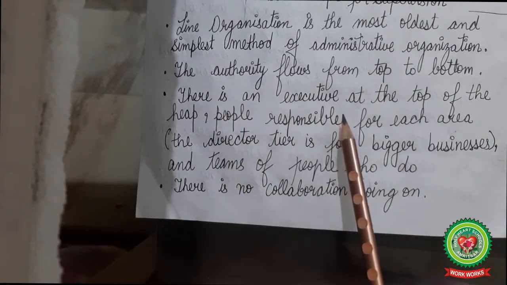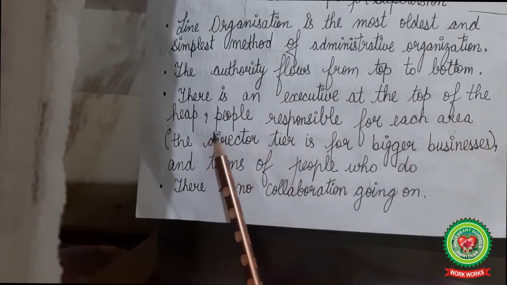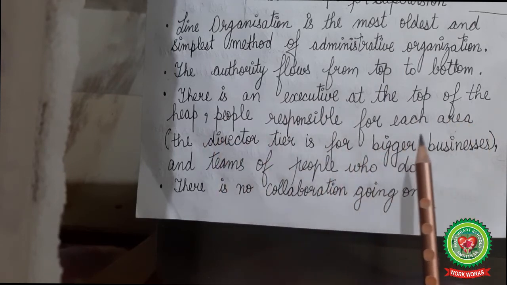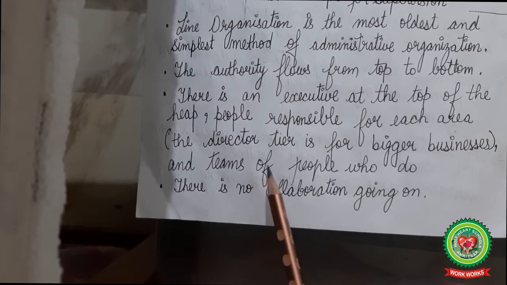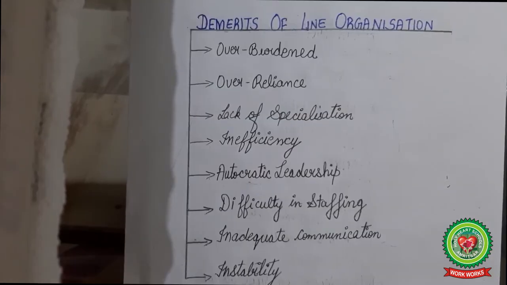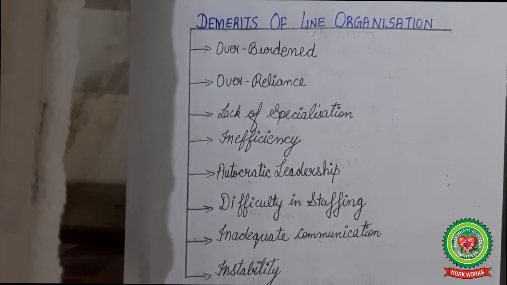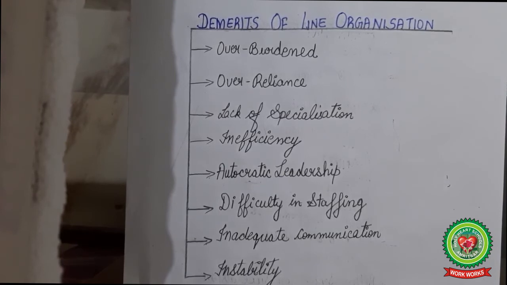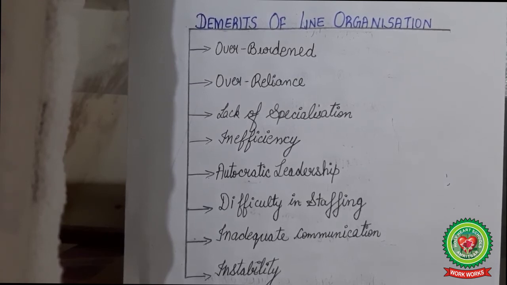There is an executive at the top of the heap. People are responsible for each area, and in bigger businesses, at the top is a director, and the teams of people they have have only a few works to do. There is no collaboration of work going on. Every structure has a few demerits also. So following a structure has its demerits. Only the disadvantages lead to the emergence of a new structure.